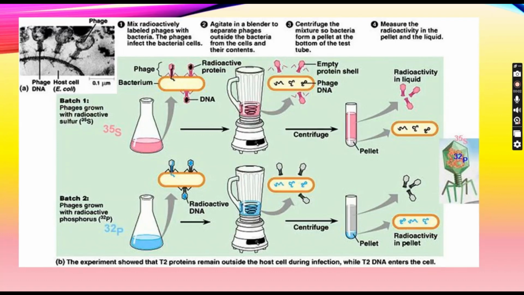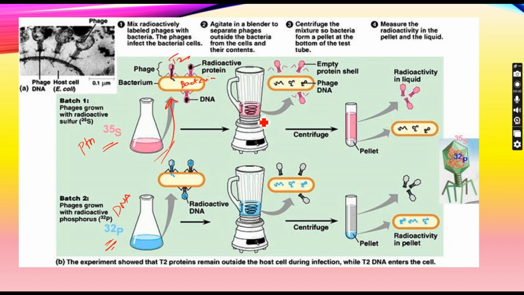Here we can find the image of how the experiment is carried out. S35 labeled and phosphate 32 labeled cultures are going to be allowed to infect. Phosphate 32 means DNA labeling, S35 means protein labeling. Both labeled components are allowed to infect the bacteria E. coli. So the T2 bacteriophage, which is labeled, is going to infect it.